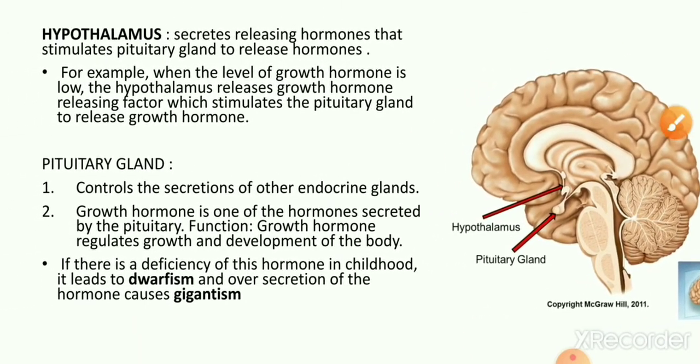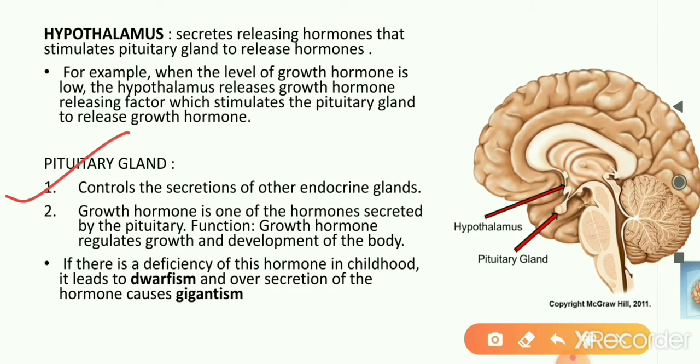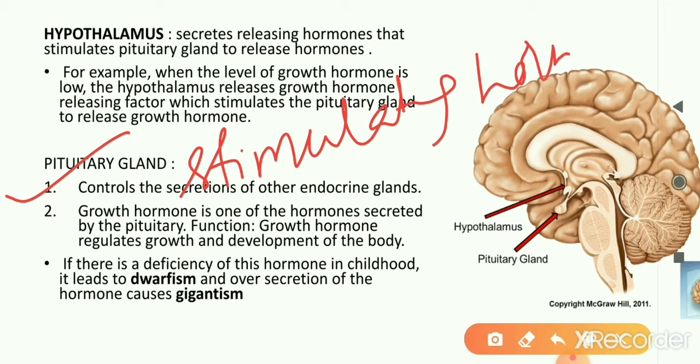First important thing about the pituitary gland is that it releases various types of stimulating hormones, like TSH, which is thyroid stimulating hormone, or FSH, follicle stimulating hormone. When these stimulating hormones are secreted by the pituitary gland, they reach different endocrine glands via blood and stimulate them to release their own hormones. So the first important function of the pituitary gland is that it controls the secretion of other endocrine glands present in our body, and this is the reason why the pituitary gland is called the master gland of the body.